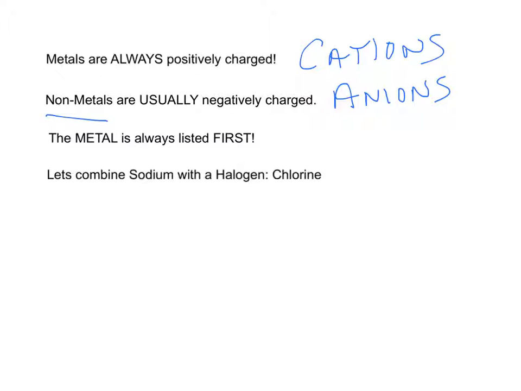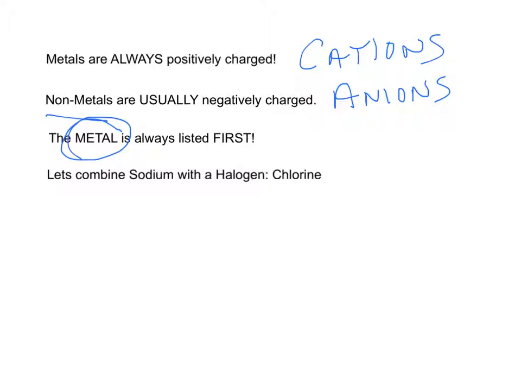When we're naming something and we're writing it down, either in the compound or the name, the metal is always listed first, always. So if you see something where the non-metal is listed first, because it gives you two elements and tells you to put these together, always switch it back so that the non-metal is listed last and the metal is listed first.